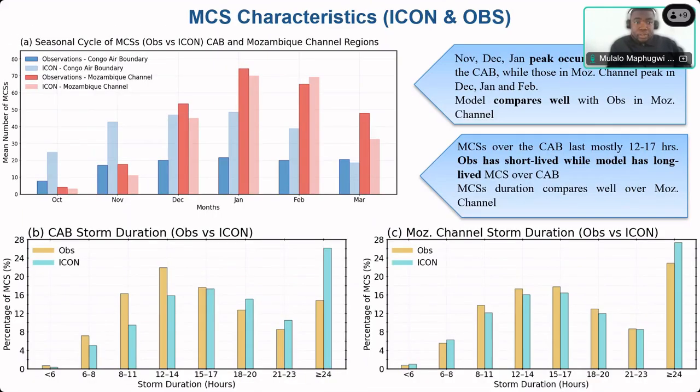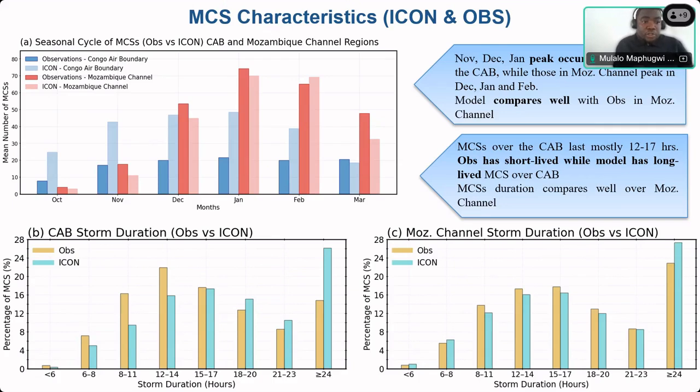So we looked at some characteristics of mesoscale convective systems. Here we are looking at the two boxes that we showed in the previous slides: the red box, which is the Mozambique Channel, and the blue box, which is the Congo Air Boundary region. For the first one, we're looking at the seasonal cycle, so the mean number of mesoscale convective systems per season. We're looking at both the observation as well as the model.